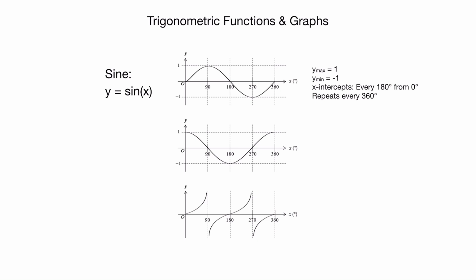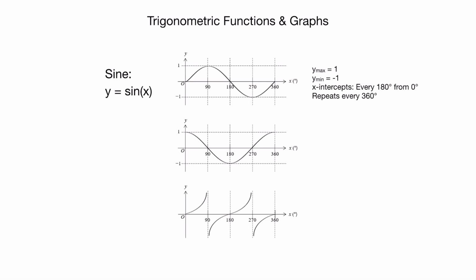For sine x, you need to know that the maximum y value is 1 and the minimum y value is minus 1. I also suggest you remember where these values occur. The max, which is 1, occurs when x equals 90, and the minimum y value occurs when x equals 270. That is a very important point on the graph that you need to remember. You also have x-intercepts every 180 degrees from 0 degrees. You can see here, the graph crosses the x-axis at 0, 180, and 360.